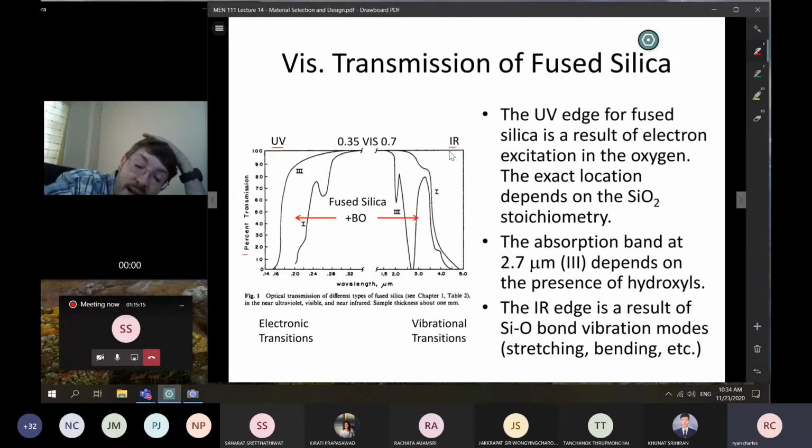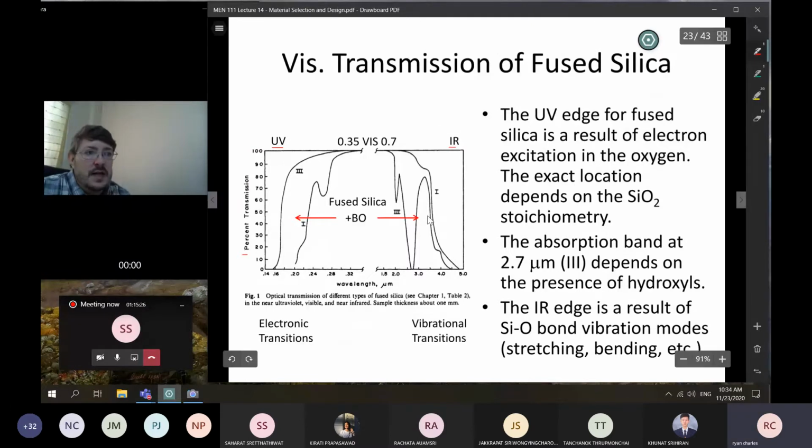So maybe we wanted infrared transmission, right? For a heat sensor, a heat detecting missile or something like that. We want to see IR. And we see that it falls. There's an edge on both sides. It's a plateau, all right? The UV edge, the ultraviolet edge for fused silica.